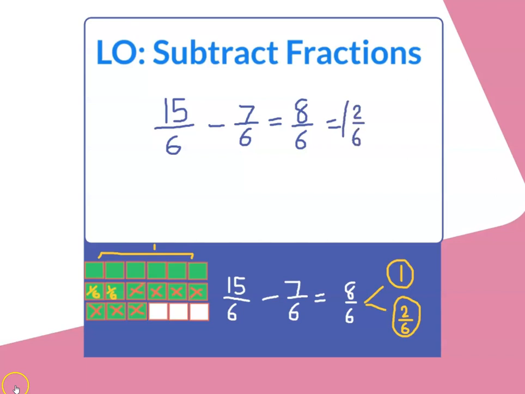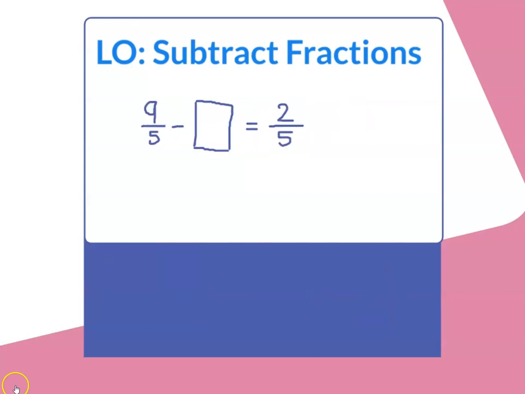How did you get on? Our learning objective is to subtract fractions. Let's look at this one. 9/5 subtract a missing part in the equation equals 2/5. We need to find the difference. First step, let's show it on a bar model.